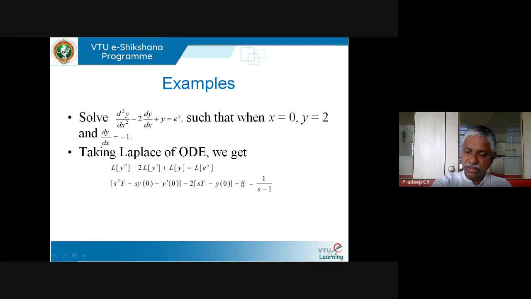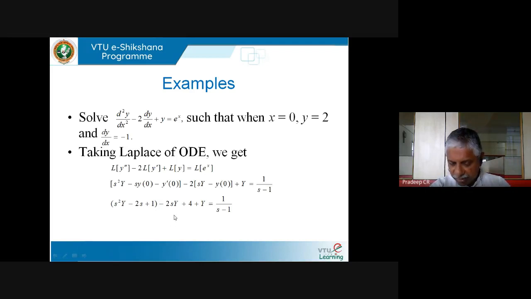So I substitute all that here to get s square Y, I'll write as it is. y 0 is 2, so I'll get minus 2s, and y dash 0 is minus 1, so minus of y dash 0 becomes plus 1. And minus 2 s Y, minus into minus, plus 2 y 0. y 0 is 2, so 2 into 2, 4, plus capital Y equal to 1 over s minus 1. In this step to this step, I have not done anything except substitute the values of y 0 and y dash 0. Now I know everything here except capital Y.